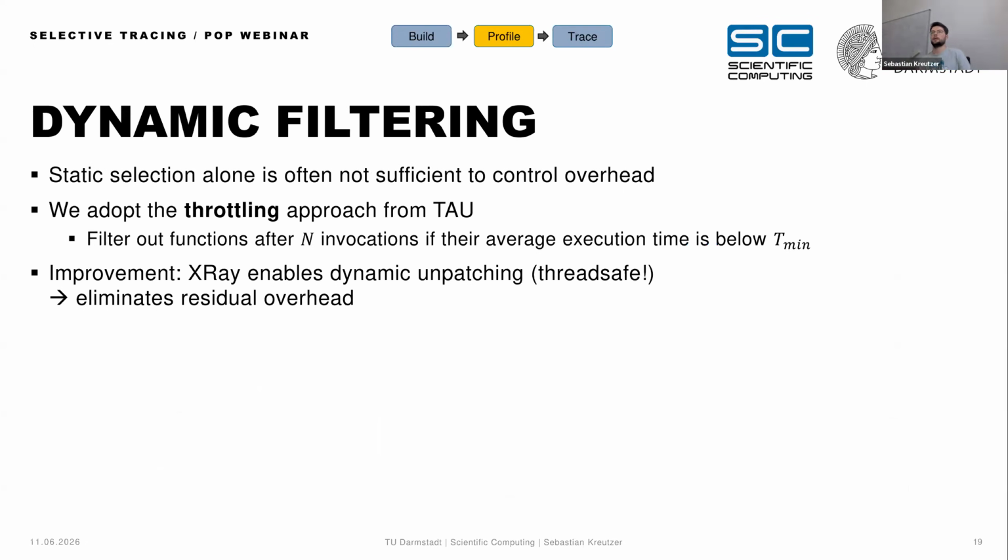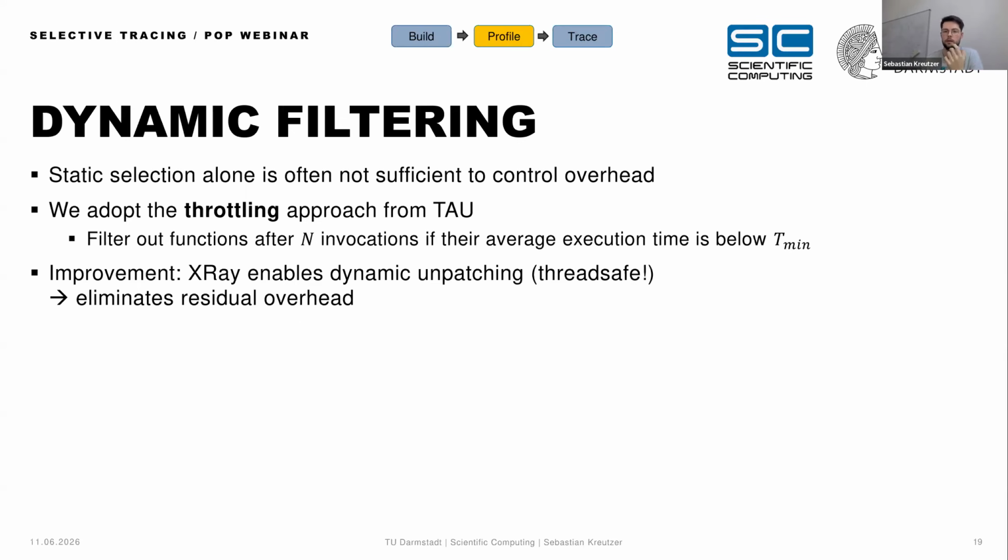Then finally, on the profiling side, we have a dynamic filtering system. Static selection alone is often not sufficient to fully control overhead, or sometimes a few functions slip through the gaps and introduce high amounts of overhead. What we have done here is adopt the throttling approach introduced by Tau. Tau enables the user to filter out functions automatically at runtime after recording a certain number of invocations, looking at the average execution time of these functions and filtering them out if they are below a certain threshold.